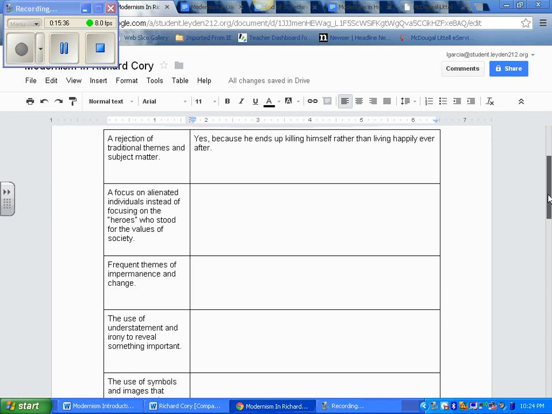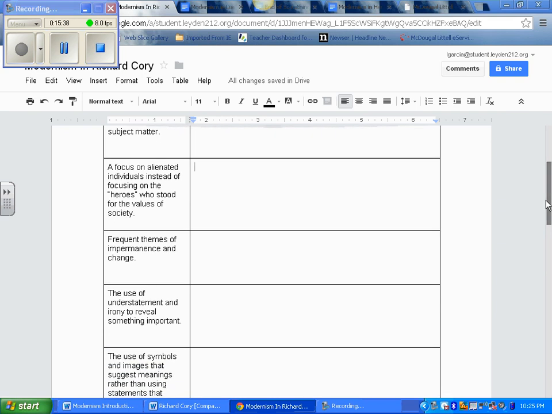Moving on, next one. A focus on alienated individuals instead of focusing on the heroes who stood for the values of society. This one's tough because some people would argue that Richard Cory is a hero. He represents the hero of his society because everyone did look up to him. But you have to look at it between the lines. He was alienated. He felt, we can infer, different from everyone else. Everyone else kind of seemed to put him on a pedestal.